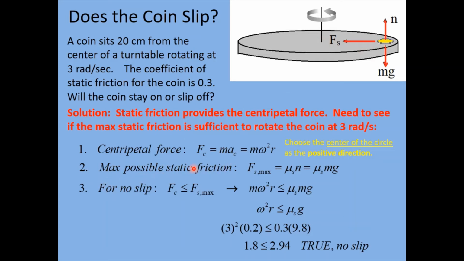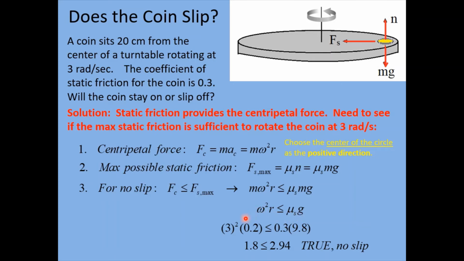The maximum possible static friction, remember from chapter 5, the max static friction is given by mu sub s times the normal force. This is the static friction coefficient, which, by the way, is given to us as 0.3. And the normal force, remember, is just equal to the weight, mg, because these forces balance. So for no slip, we would need the condition that the centripetal force is less than or equal to the maximum static friction force. So we need this expression here, m omega squared times r, to be less than mu times mg. Notice m on both sides, we can cancel that. And so we have omega squared r has to be less than mu times g.